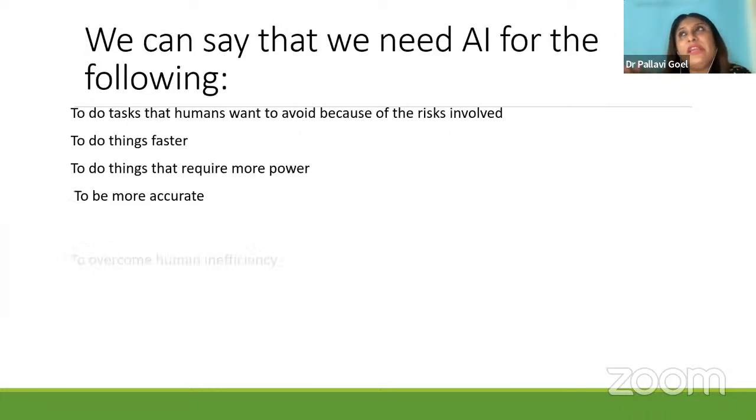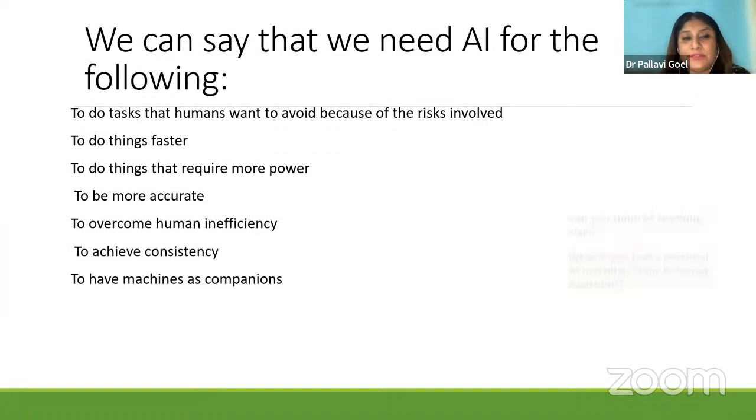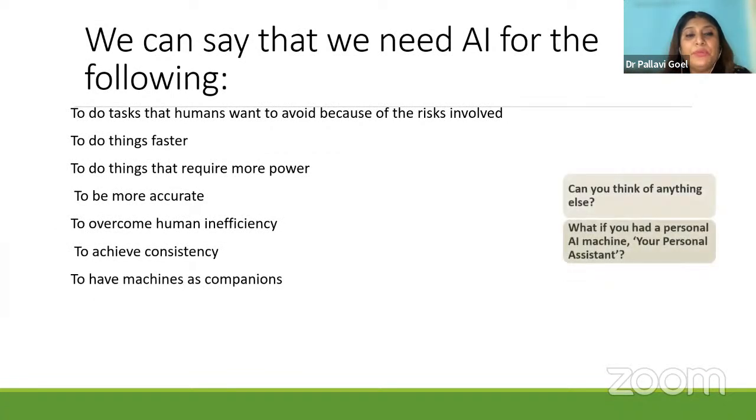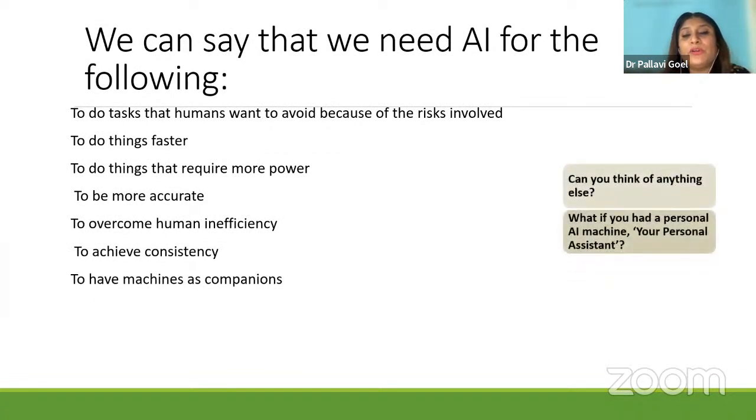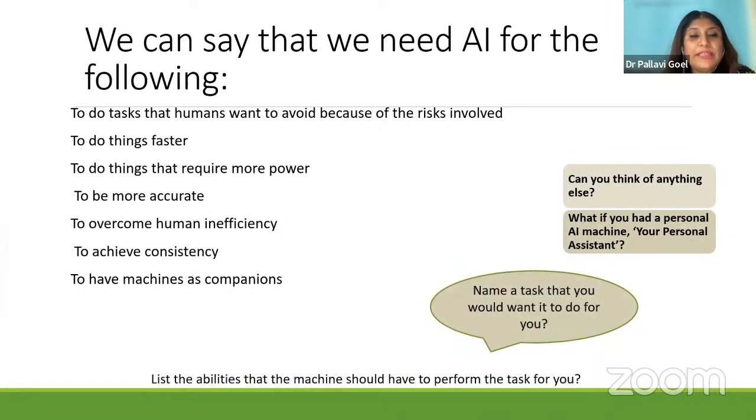We can say that we need AI for the following reasons. To do tasks that humans want to avoid because of the risks involved. To do things better, to do things that require more power, to be more accurate, to overcome human inefficiency, to achieve consistency, to have machines as companions. We don't want the machines to replace humans. We just want the machines to help humans.